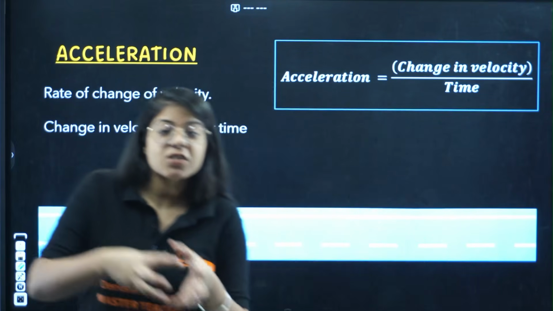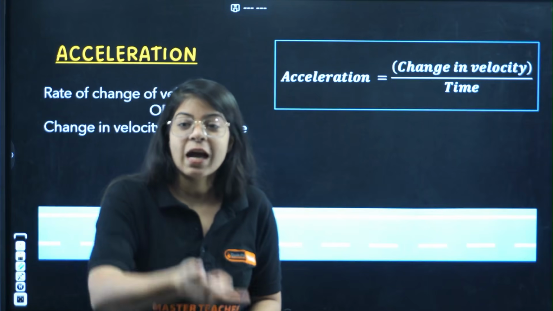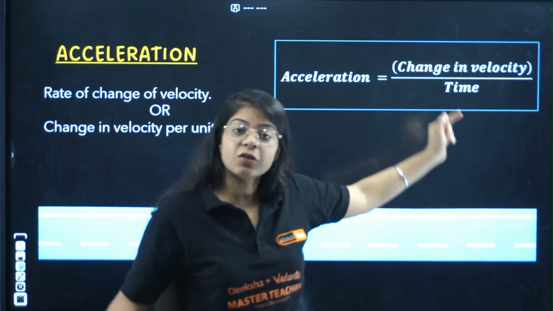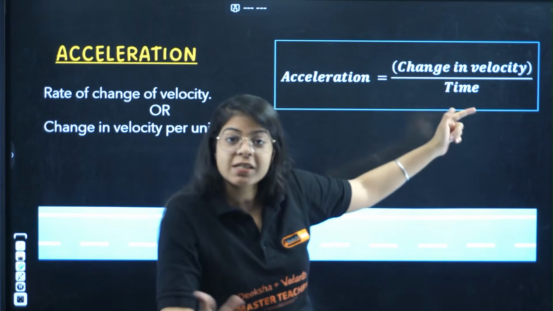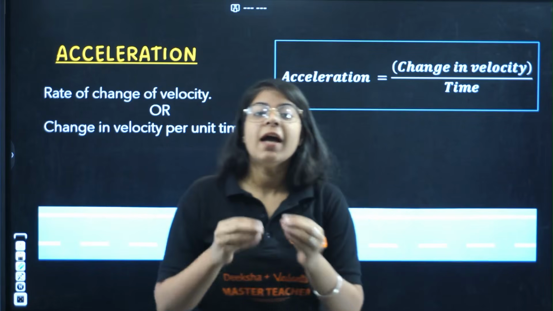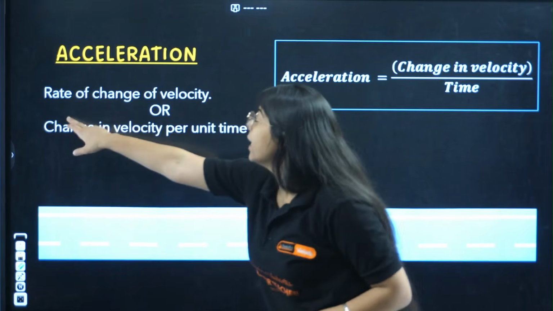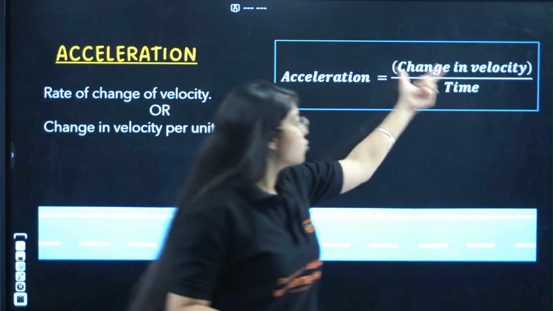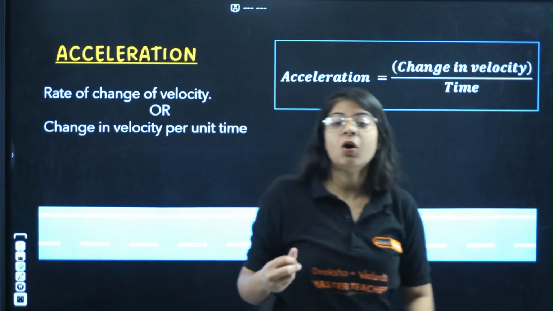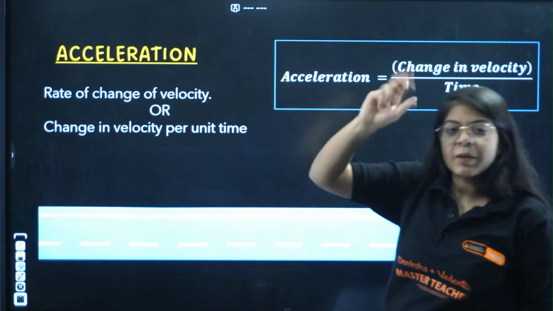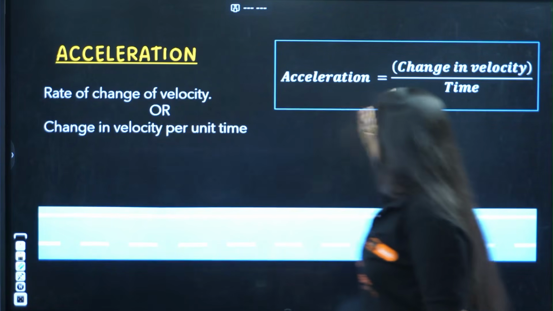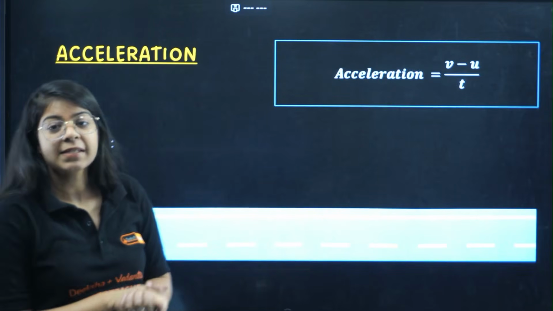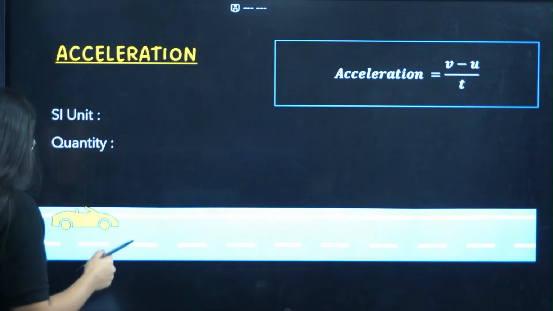So that change in speed or change in velocity per unit time, because the car is continuously speeding up. So its speed is increasing, its velocity is increasing per unit time. That is called acceleration, or you can also call it rate of change of velocity. Whenever the change of anything is divided by time, we call it the rate of change of that particular quantity, which is here velocity, or change in velocity per unit time, rate of change of velocity.